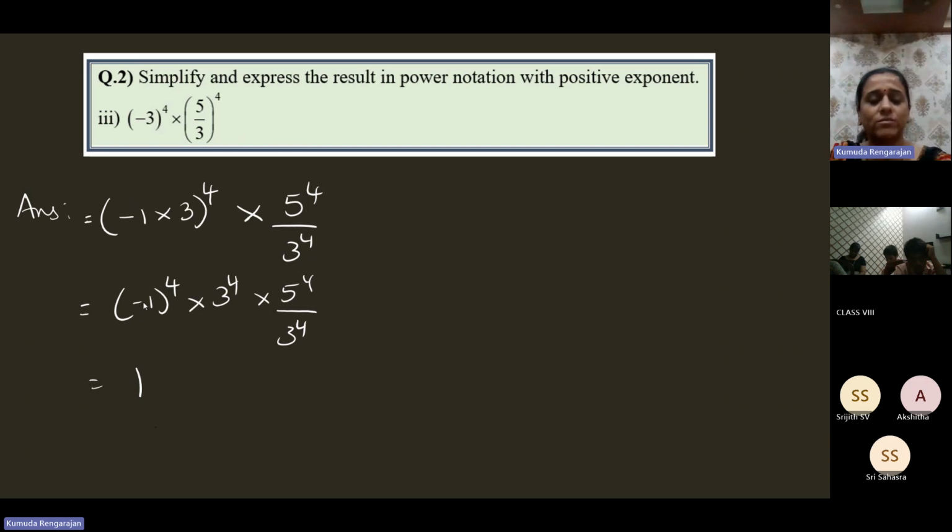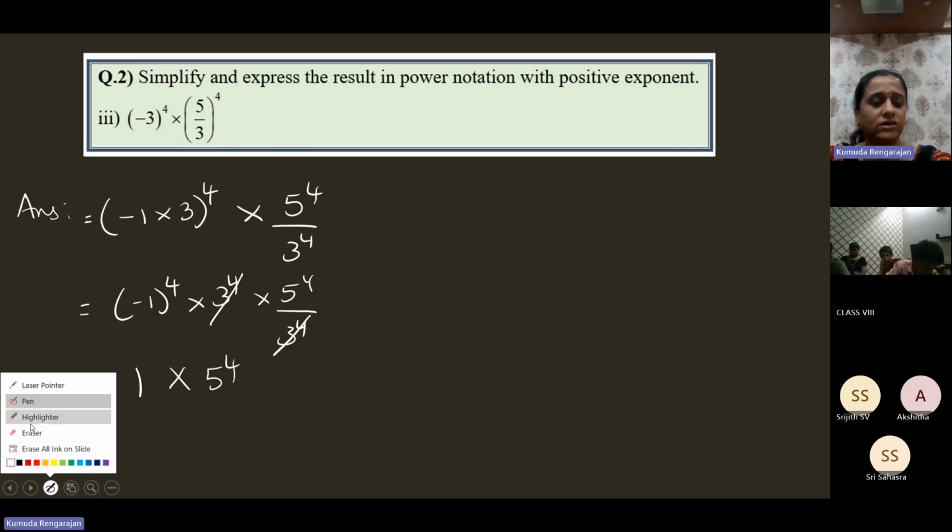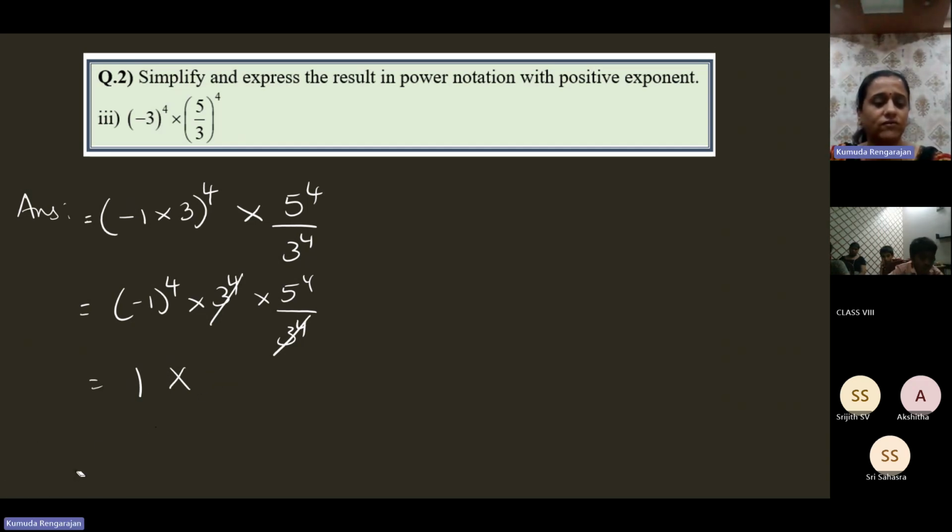So we know when minus happens an even number of times on multiplying, it's plus. And 1 into 1 into 1 into 1 is 1, into, this gets cancelled, 5 to the power 4. You can write the value of 5 to the power 4, which is 625. So the answer is 625.